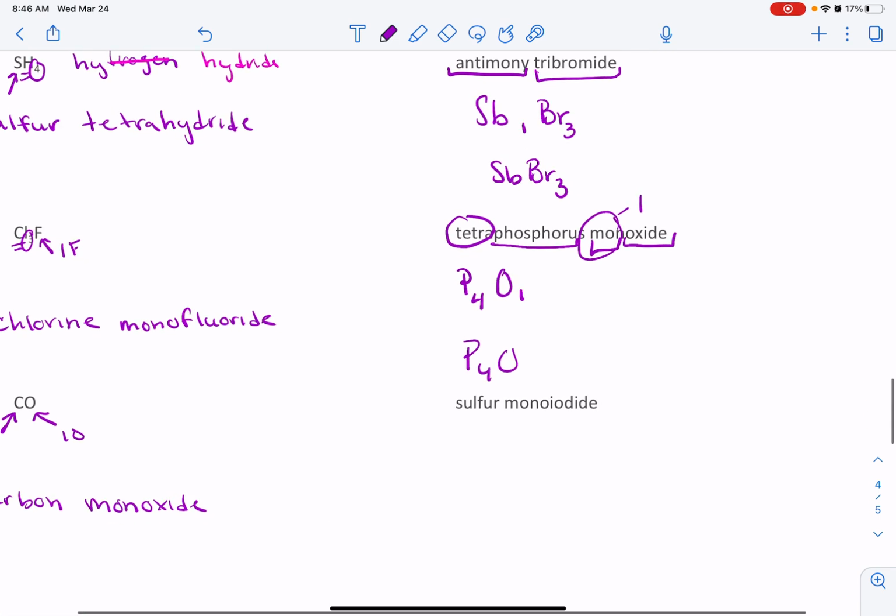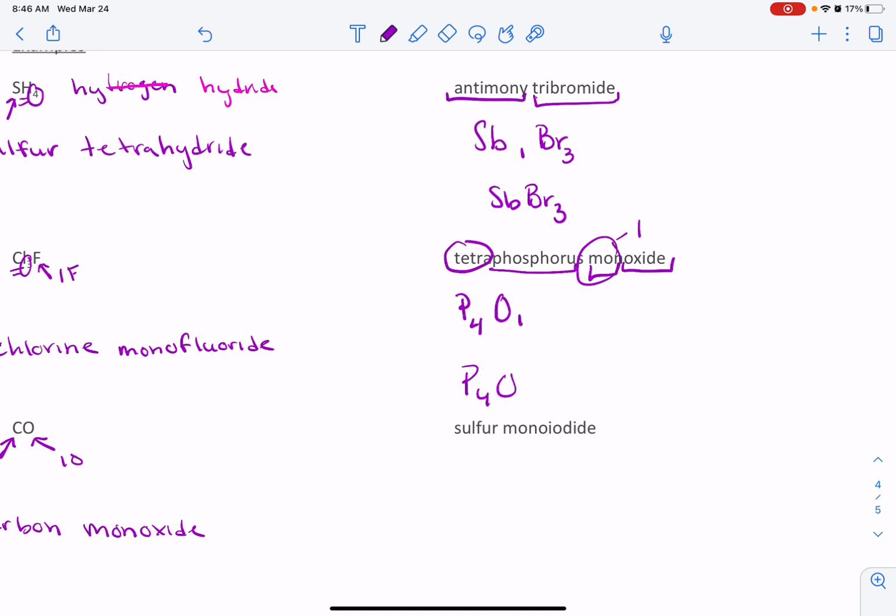All right, last one here, sulfur monoiodide. Okay, so here, sulfur does not have a prefix, so I know there's only one sulfur. The symbol for sulfur is S, so I'm going to put S1. And then monoiodide, so iodide, I know that's going to be I from iodine. And mono gives me a prefix for 1. So I have S1I1, which I can write again as just SI.